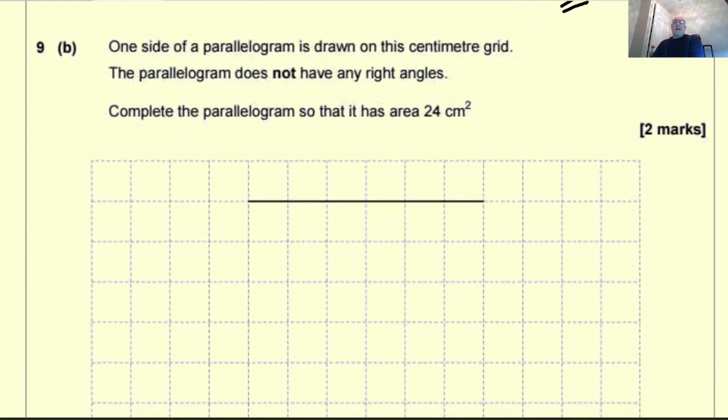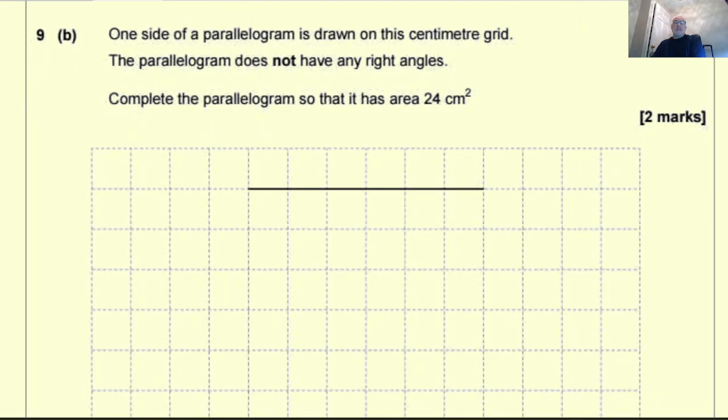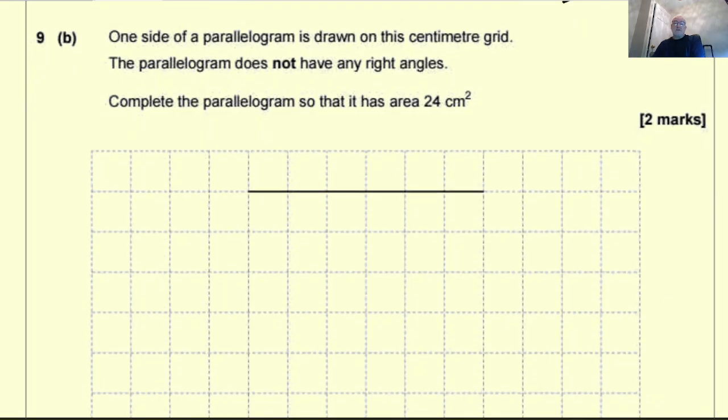Part B. One side of a parallelogram is drawn on a centimetre grid. The parallelogram does not have any right angles, so it can't be a rectangle. So complete the parallelogram so that it has an area of 24 squares in total, 24 centimetre squares.